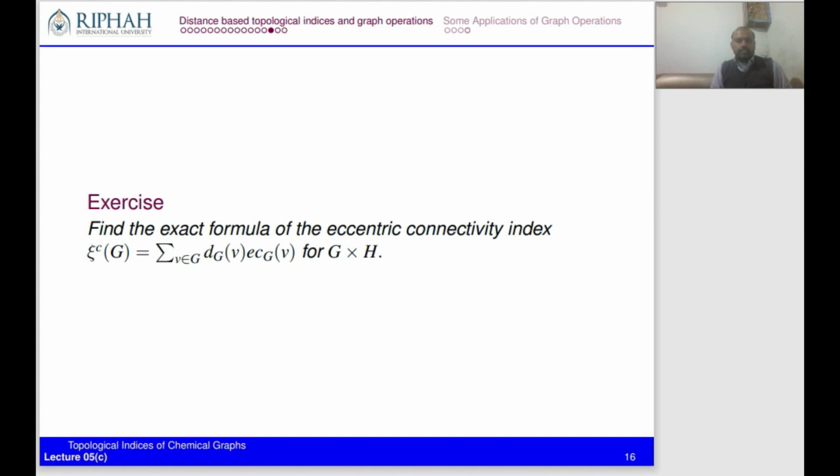There is an exercise for you. Find the exact formula of the eccentric connectivity index. What you need to do is involve the degree of the vertex V multiplied with the eccentricity of the vertex V. And from the previous lecture, you can find the degree of vertex V in the Cartesian product.